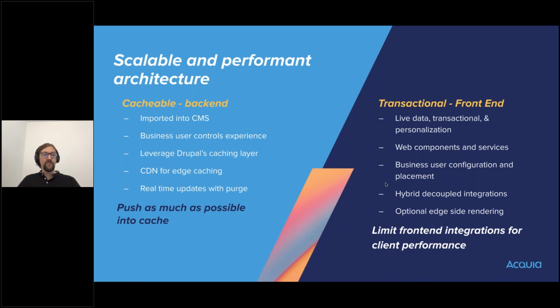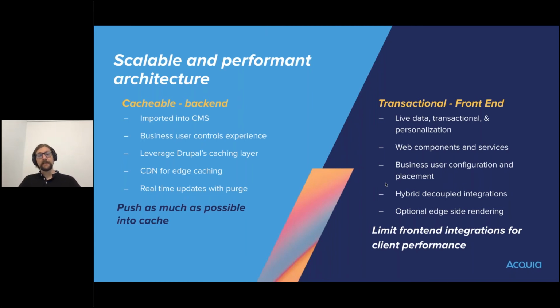So for anything that's highly cacheable, that could be product data, that could be any type of data from another system. You might have some things that are tied into the CMS from a tracking perspective. That could be done in the CMS at the back end. And that allows you to do things like ensure that the business user has control of the experience over that data and that integration. You can use the caching layer in Drupal. It just works, it's turnkey. And you can push as much as possible into Purge, to cache, and use the Purge that's built in to let it do what it needs to do.